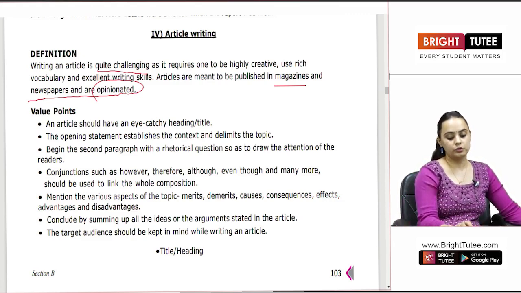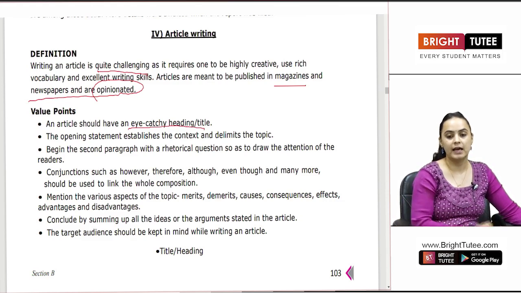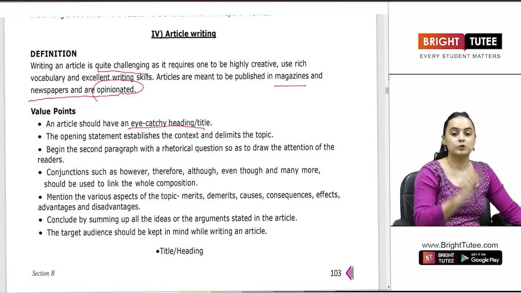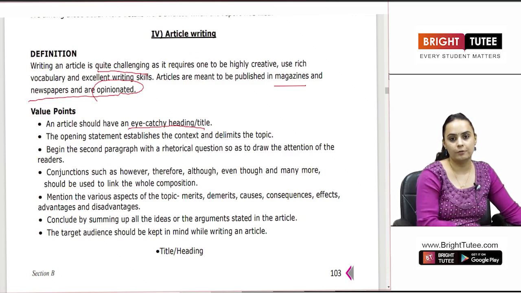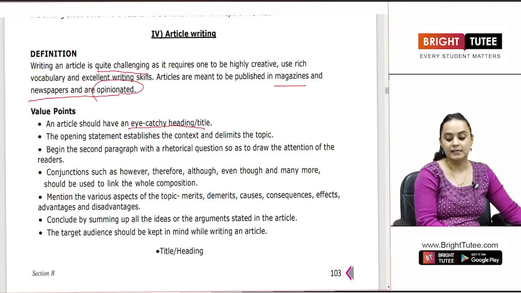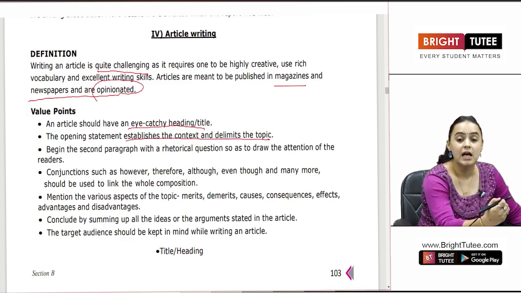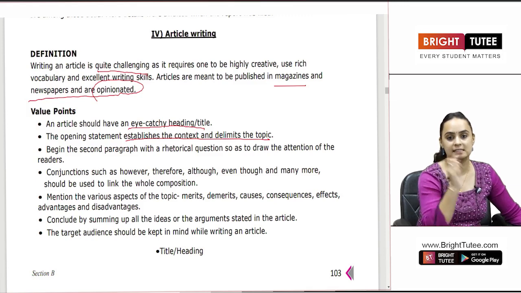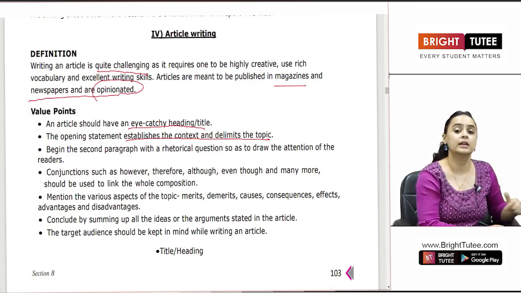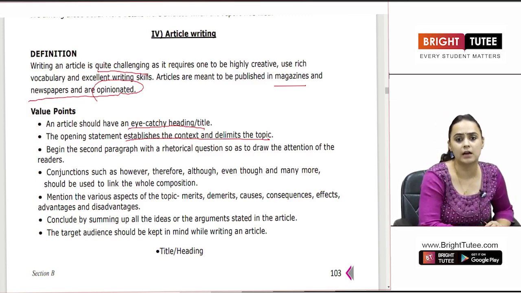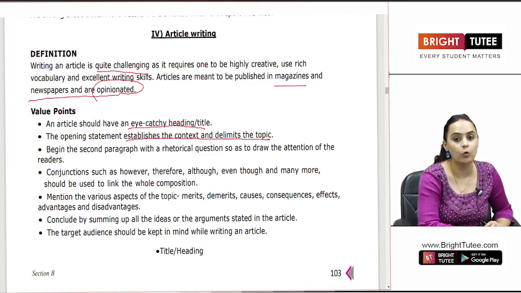An article should have an eye-catchy heading or title. So, the title, the heading of an article should be very eye-catchy. It should be very attractive and appealing. The opening statement establishes and delimits the topic. Establishes and delimits the topic means just by reading the first sentence of an article, you can get a very clear idea on what the whole article is about.